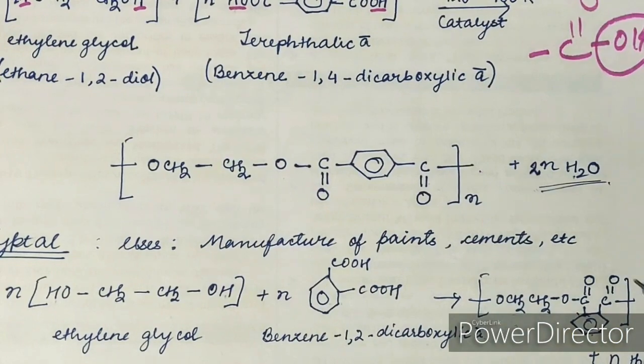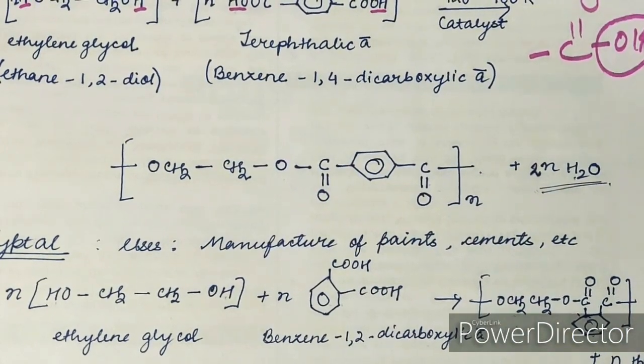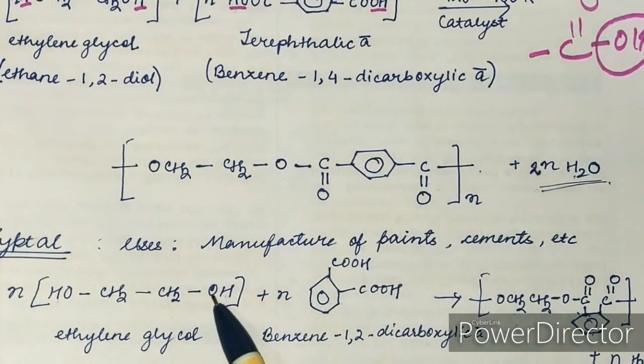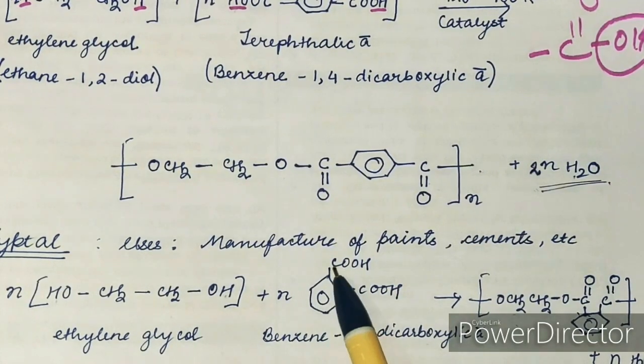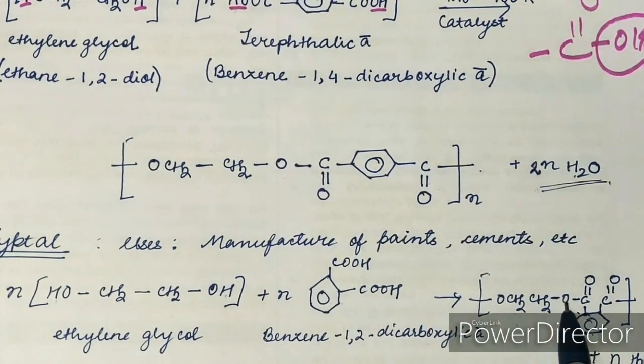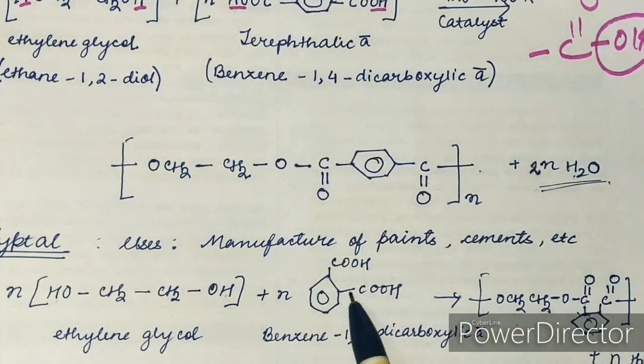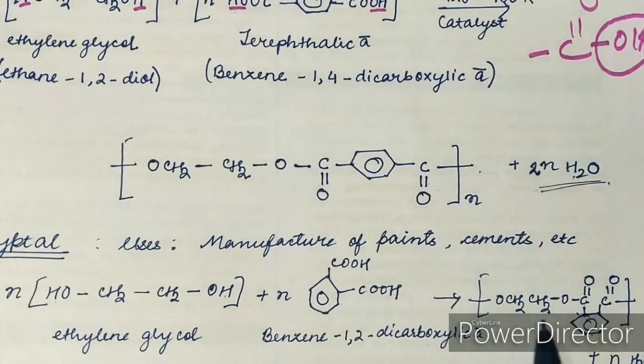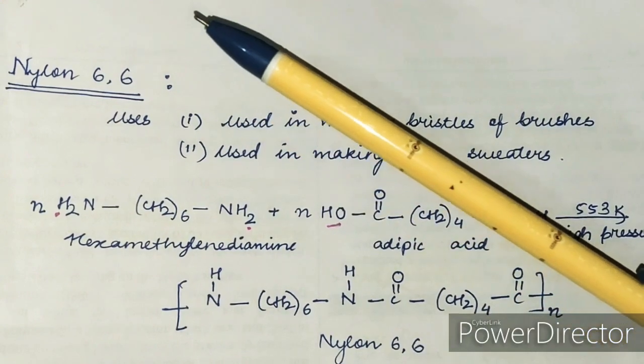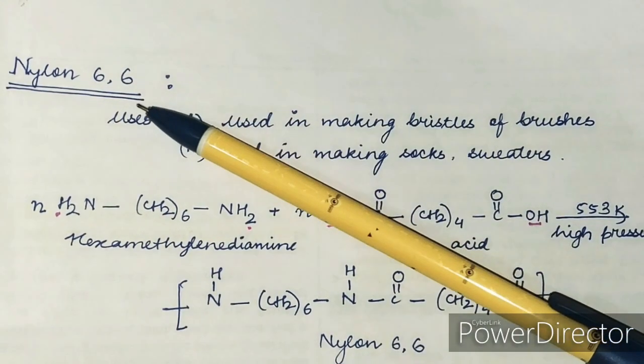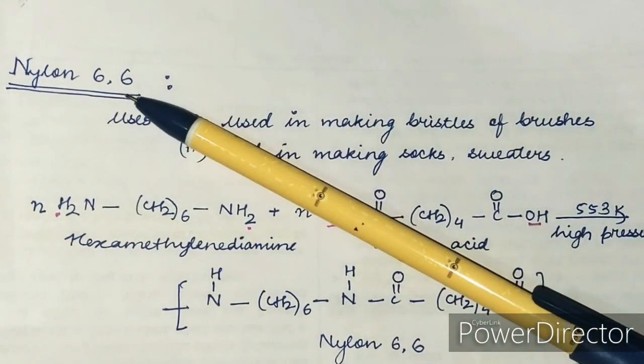So you can see the structure here. This oxygen will combine with this carbon. You will get an oxygen-carbon double bond, and you can rotate it and see that the structure will be like this. So now we are going to study polyamide examples, that is your nylon.